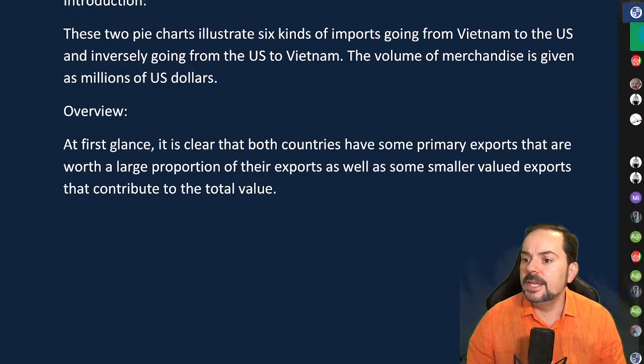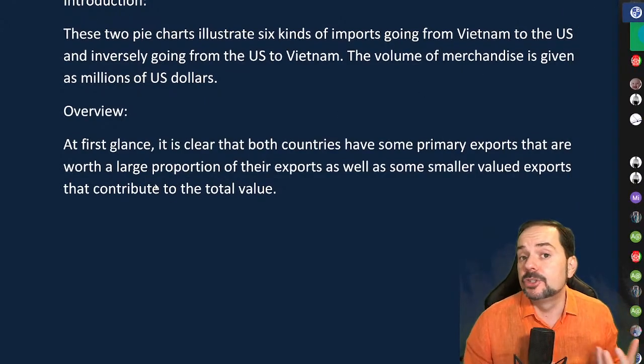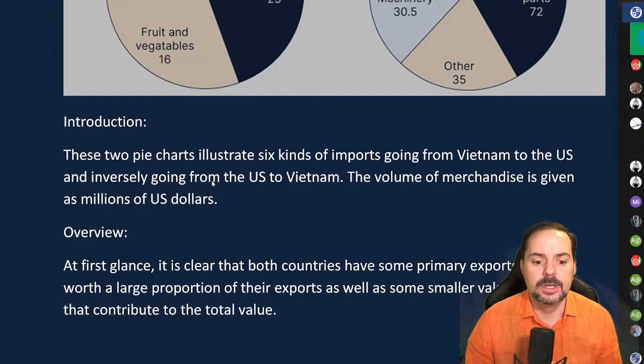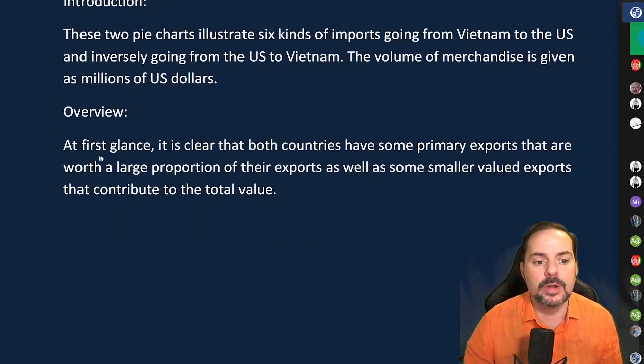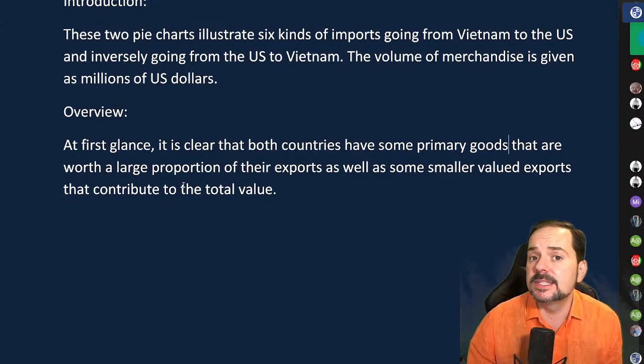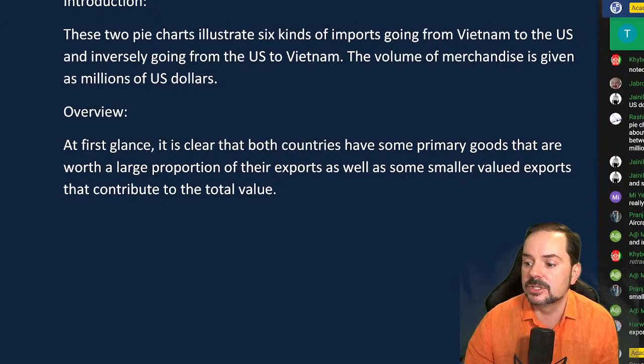All right. So here, just to put that into words, those smaller and bigger pieces, right? The coffee, the aircraft, fruit and vegetables. Here we have machinery, right? And so I wrote, at first glance, it is clear that both countries have some primary exports that are worth a large proportion of their exports. Now, I don't want to repeat exports, so primary goods that are worth a large proportion of their exports, as well as some smaller valued exports that contribute to the total value. Okay. All right, so that's me putting that into words. There's different ways to say that. So let's see if some of our members are coming up with some different ideas or some different ways to state that first point. And then there's another point here, okay?